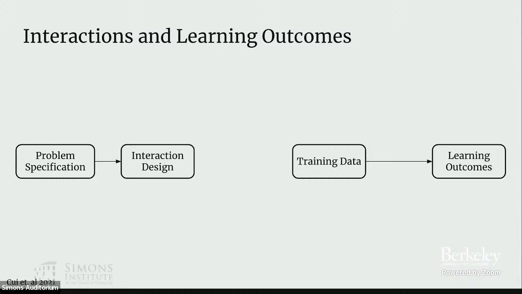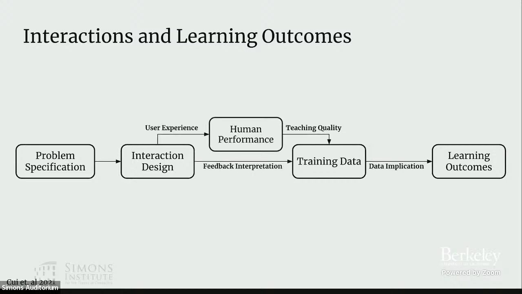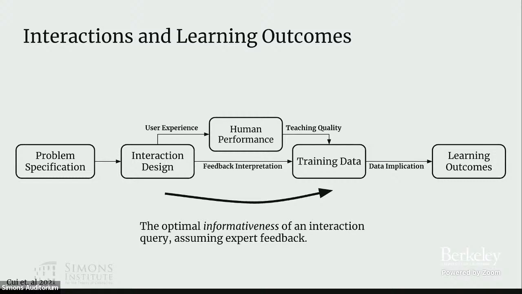In a recent survey paper, in collaboration with colleagues at Carnegie Mellon, we argue that in order to analyze the effect of an interaction design on the learning outcomes, we need to think about how interaction design affects the training data we generate for these robots. And we argue that there are two pathways. One is direct, which is the optimal informativeness of an interaction query, assuming we can receive expert feedback. This is what we designed the interaction to be.